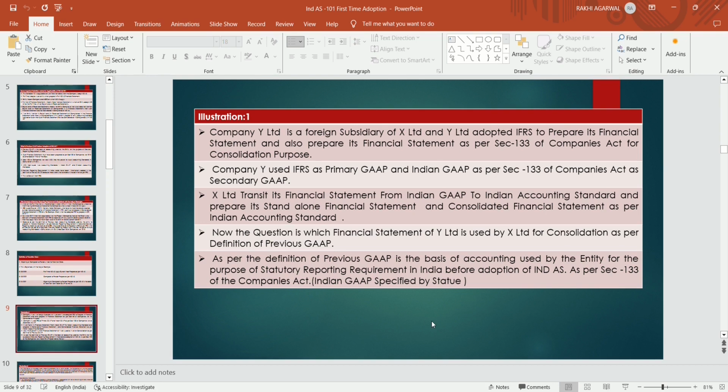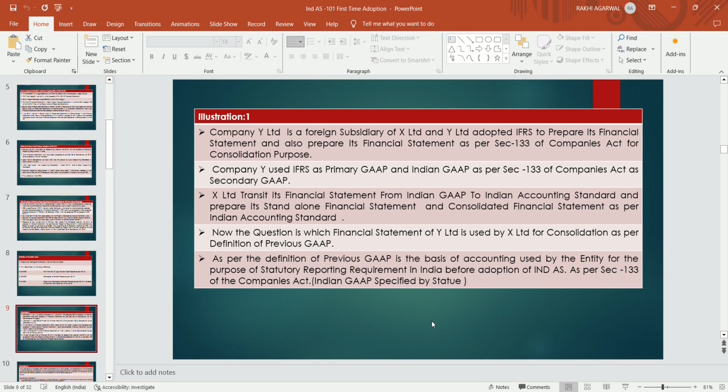Because this statement is prepared by entity Y for the consolidation purpose. Now X Limited transited financials from IGAAP to Indian Accounting Standard (IND-AS) and prepared standalone financials and consolidated financial statements as per IND-AS. So X Limited, which is a holding company and an Indian company, is required to transit its financials from Indian GAAP to IND-AS and prepare its standalone financials and also consolidated financials as per IND-AS.